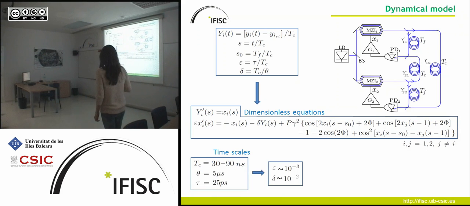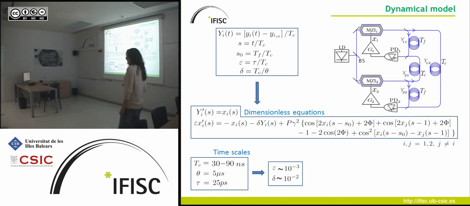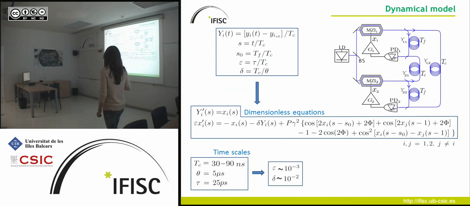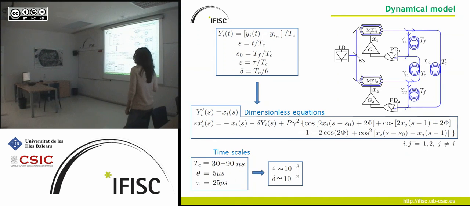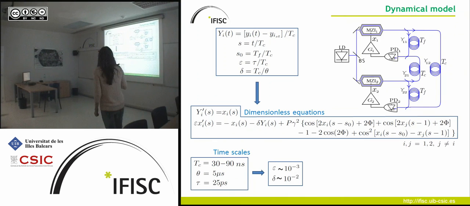Taking into account the time scales of the system, Tc, the coupling delay, in nanoseconds, tens of nanoseconds, and the characteristic times in micro and picoseconds, then these parameters are very small. In particular, epsilon is very small. Epsilon is multiplying this term, so it is responsible for the fast transition layers between the plateaus. But we will ignore it in the analytical calculations.